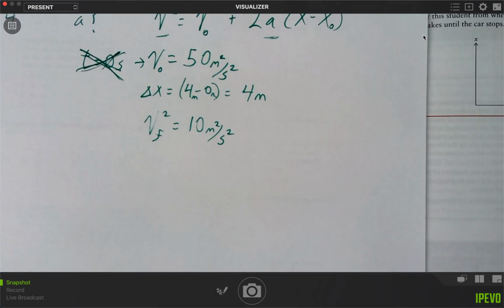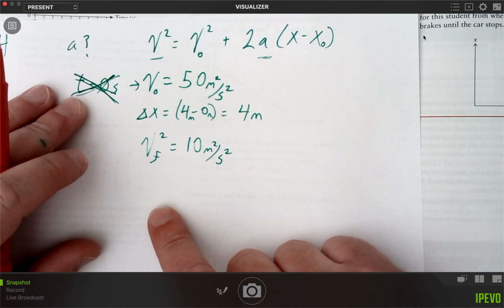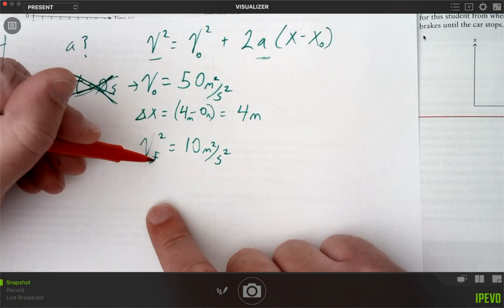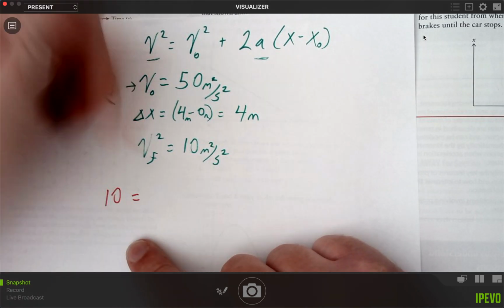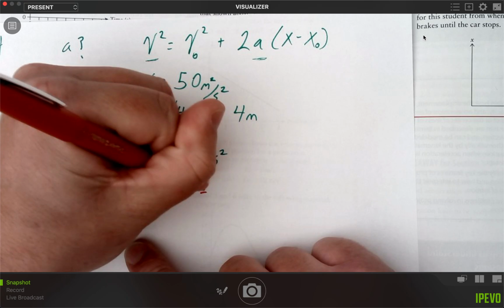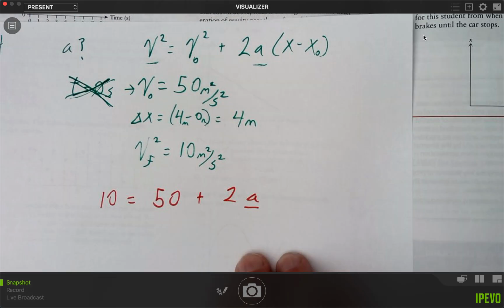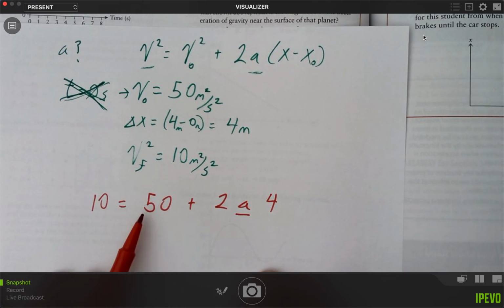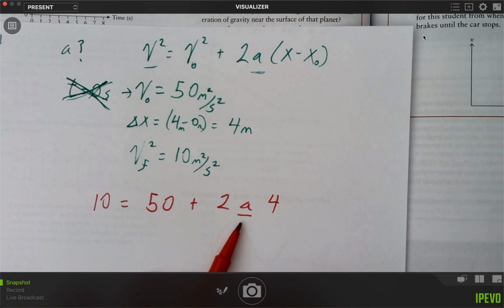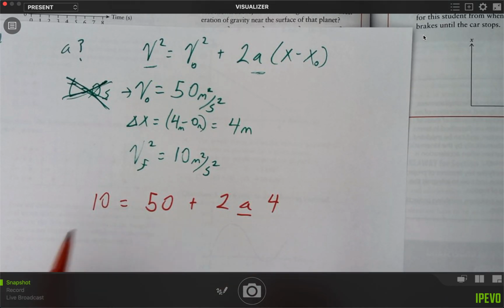Now I just have to do a little bit of algebra. I know sometimes you just want to plug in the numbers, so let's do that. I know this final one right here is 10. 10 is going to equal what is initially 50 plus 2 times the acceleration, which is what we're trying to find, times 4. If I told you 10 equals 50 plus something, you already know that something has to be negative, because 50 plus something equal to 10 has to be negative.